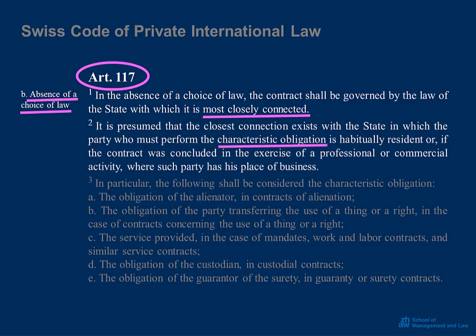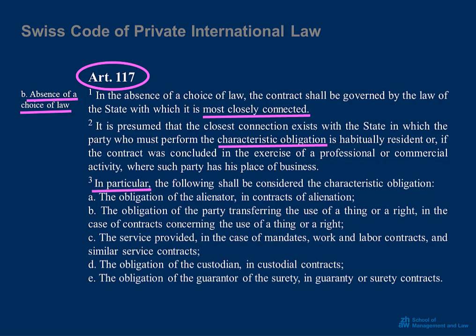Paragraph 2 offers a definition of that closest connection, stating that it is presumed that the closest connection exists with the state in which the party who must perform the characteristic obligation is habitually resident, or if the contract was concluded in the exercise of a professional or commercial activity, where such party has his place of business. And paragraph 3 illustrates that definition by providing a series of examples.